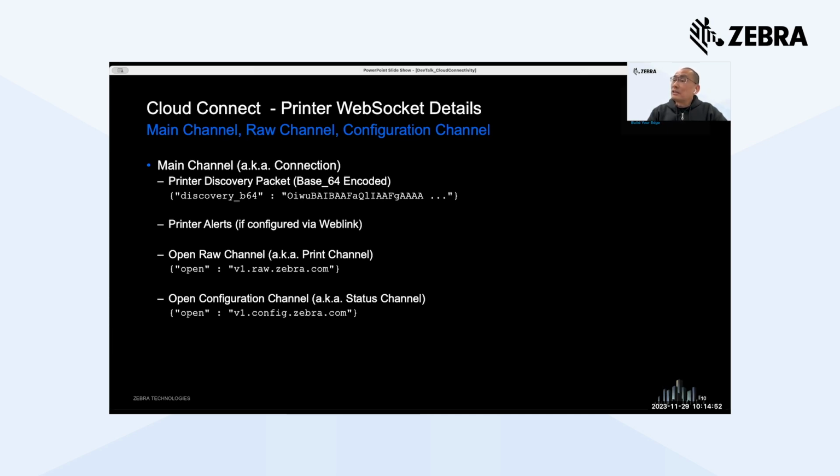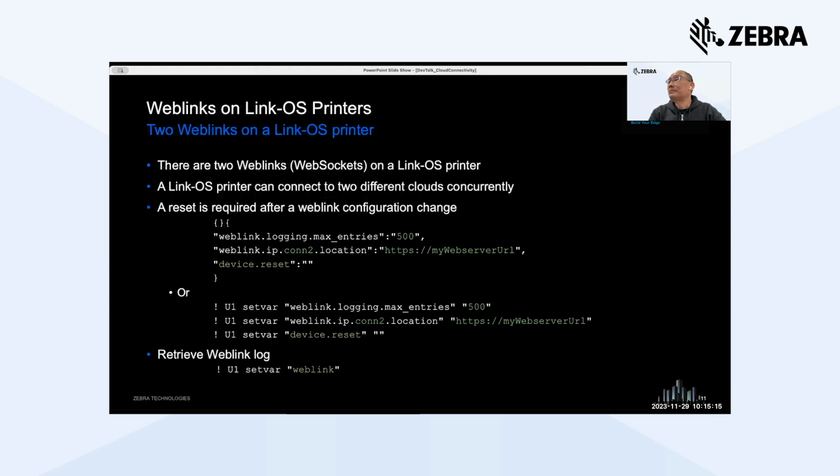And the server can also open an additional channel. We call it the status channel as well as a config channel. So you use open v1.config.zebra.com to inform the printer to open a configuration channel or status channel. That's how the server can communicate with the printer to retrieve the status from the printer. So that's the essence of how the WebSocket works in detail.